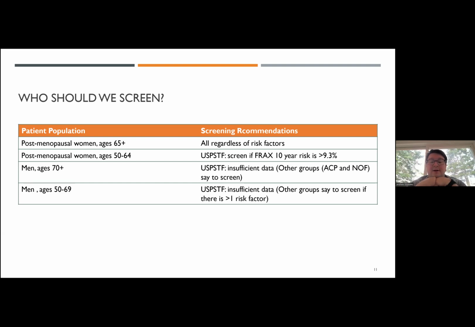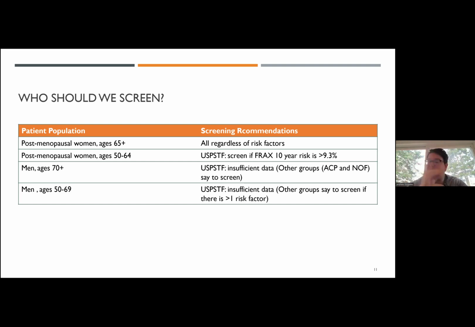And then we'll screen anybody who has a 10-year risk that is at least 9.3%. And then a more interesting thing for men: if we are under treating women, we're definitely under screening men. There's insufficient data for the USPSTF guidelines for men in general, but other groups, including the American Academy of Physicians and the National Osteoporosis Foundation, do say to screen all men above the age of 70 and any men between the ages of 50 and 69 who have at least one risk factor for osteoporosis.